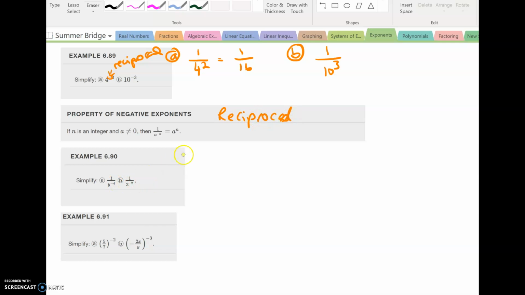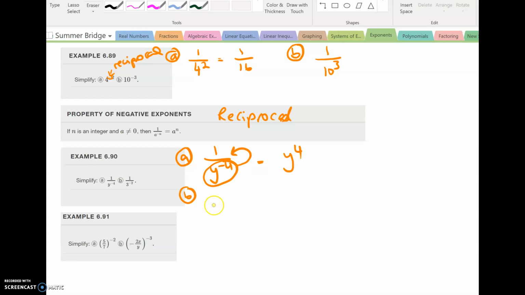Okay, so for A, we have 1 over y to the negative fourth. That negative is saying take the reciprocal. So take all of this, bring it up to the top, and make that a positive. So that's y to the fourth. That's really all you're doing.